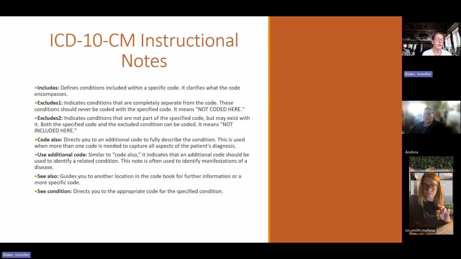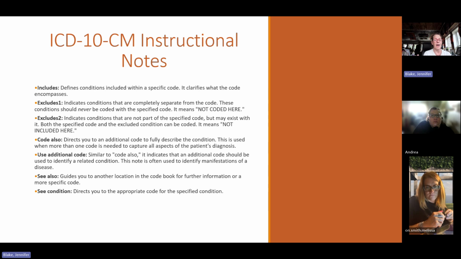Code also is one that you should be real familiar with, very easy one. That just tells you, hey, look, you need to code this in addition to this code. So you need to code also. It means another code is needed to fully capture the condition that you're trying to code. Use additional code is similar to code also. It means that an additional code should be used, and it is often used to identify a manifestation of a disease. So maybe if a disease started some way.